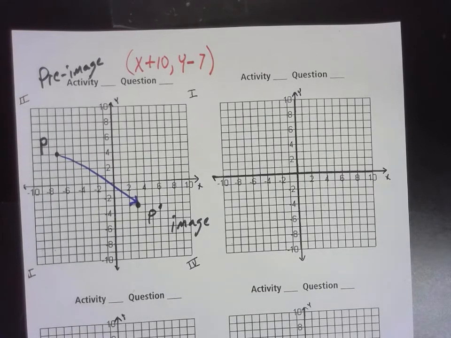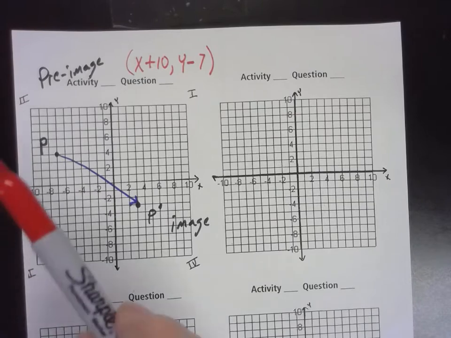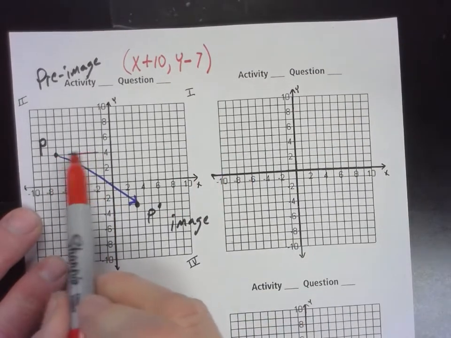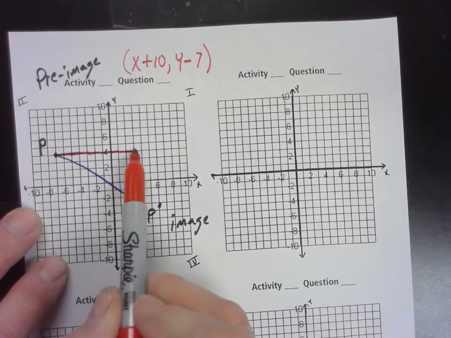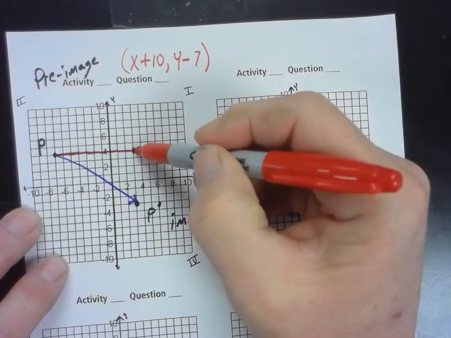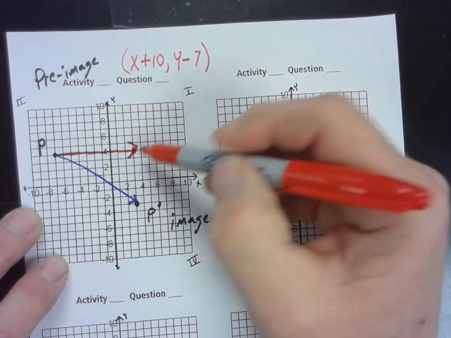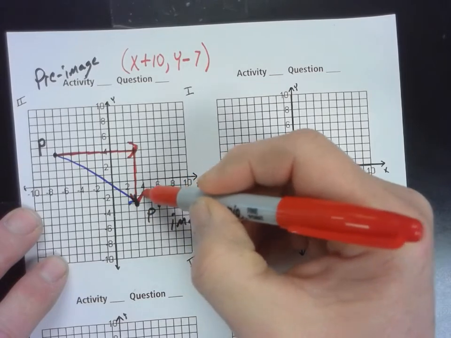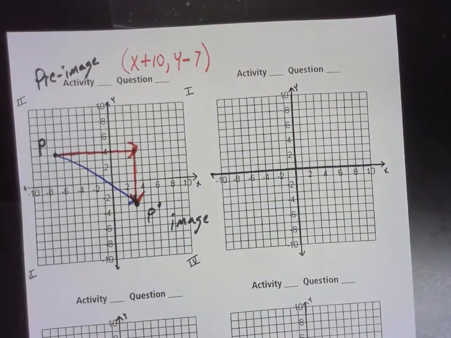What do you think? What do you think that means? The point of x and y, so my horizontal component, my x component, is 10, positive direction, and my vertical component is 7 in the negative direction. That's easy, isn't it? That's easy to do.